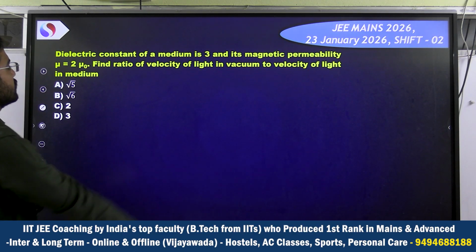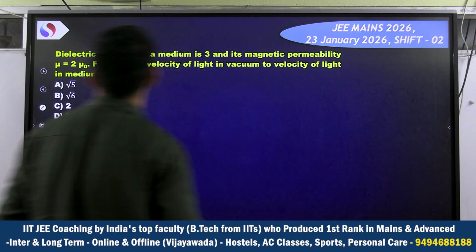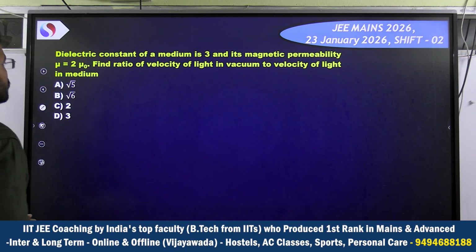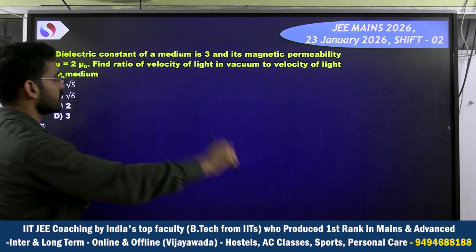Next, dielectric constant of a medium is 3, and its magnetic permeability mu equals 2 mu naught. Find the ratio of velocity of light in vacuum to velocity of light in the medium. So if you see here, he just tweaked the question.